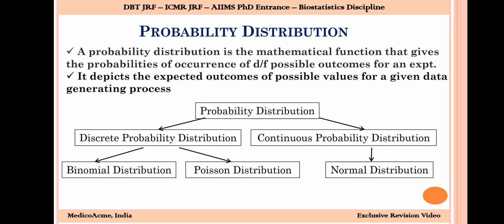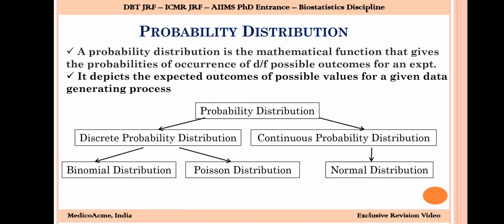Now probability distribution comes into existence. A probability distribution is a mathematical function that gives the probabilities of occurrence of different possible outcomes. Here outcomes are the data values of an experiment. It depicts the expected outcomes of possible values for a given data generating process. Suppose while experimenting you have some data values. The scatteredness of the data values is defined by the probability distribution.